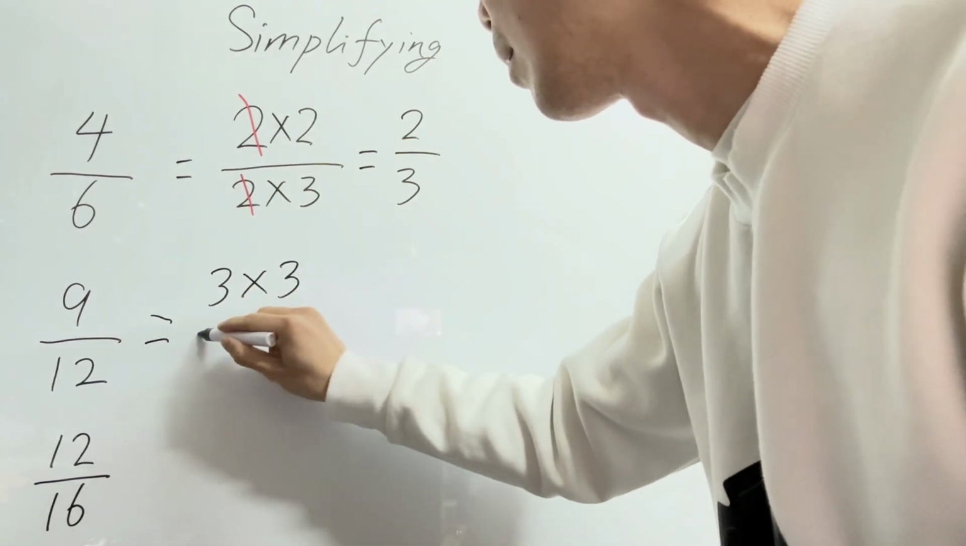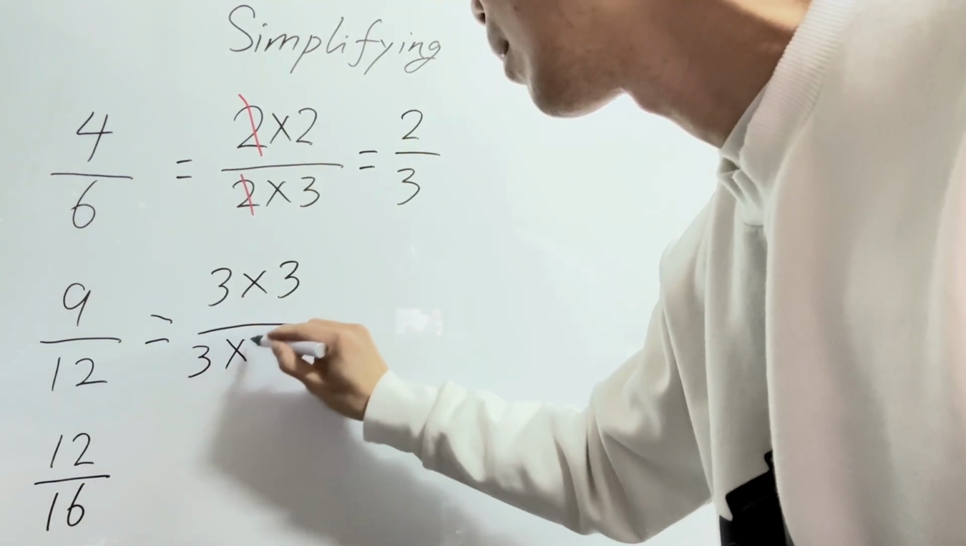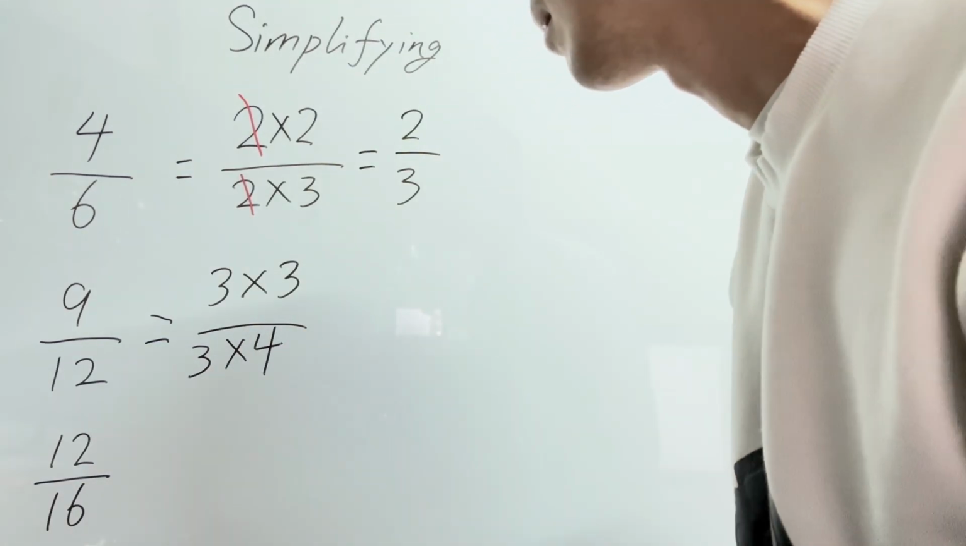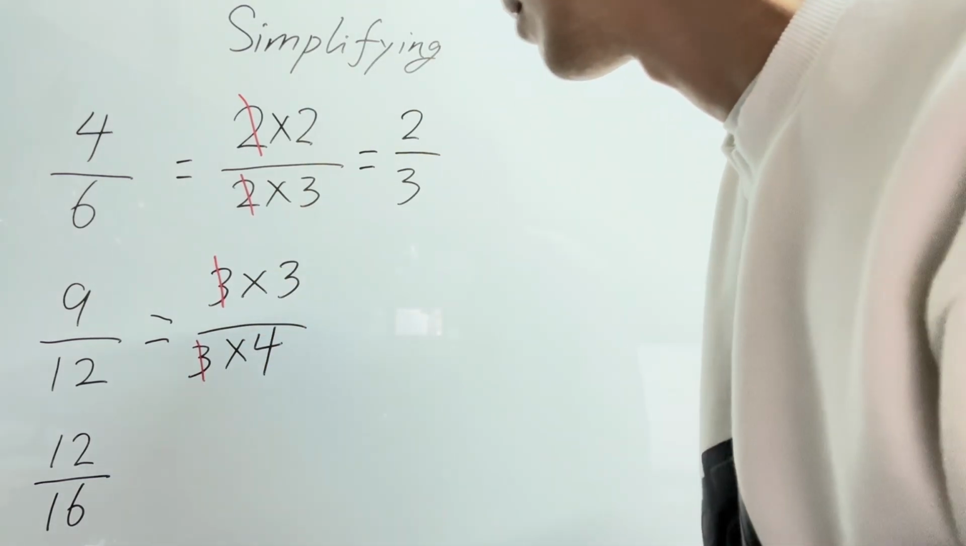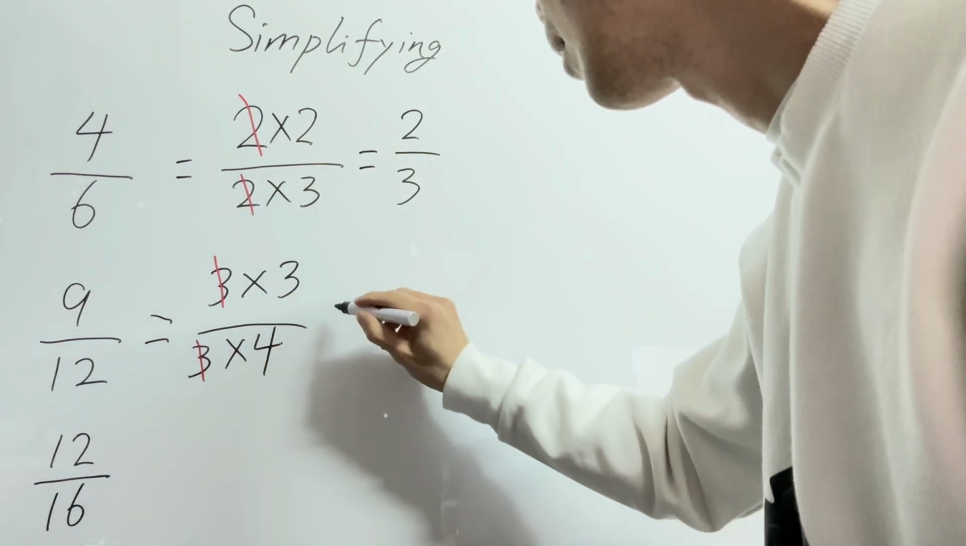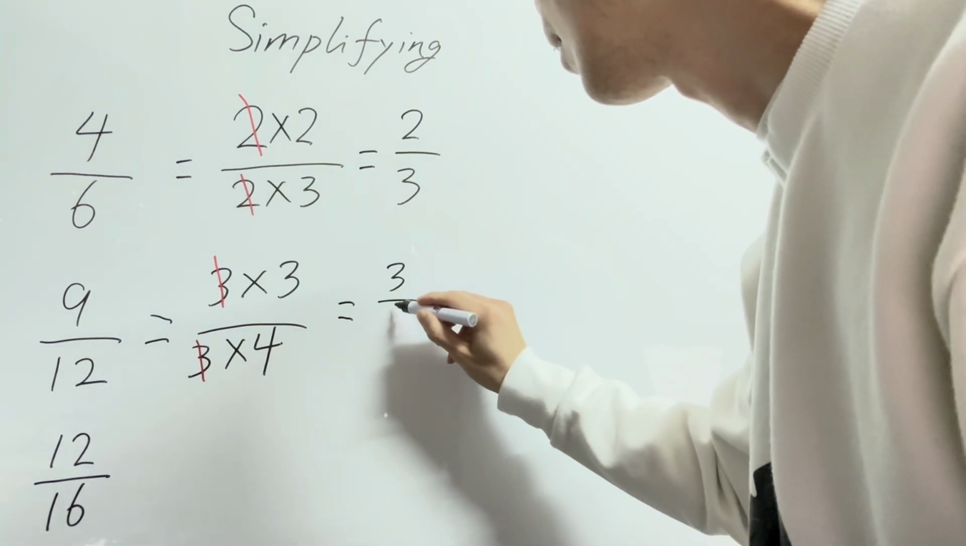This is shown as 2 times 2 over 2 times 3, with the 2 crossed out, resulting in the simplified fraction 2/3. The second example, fraction 9 over 12.